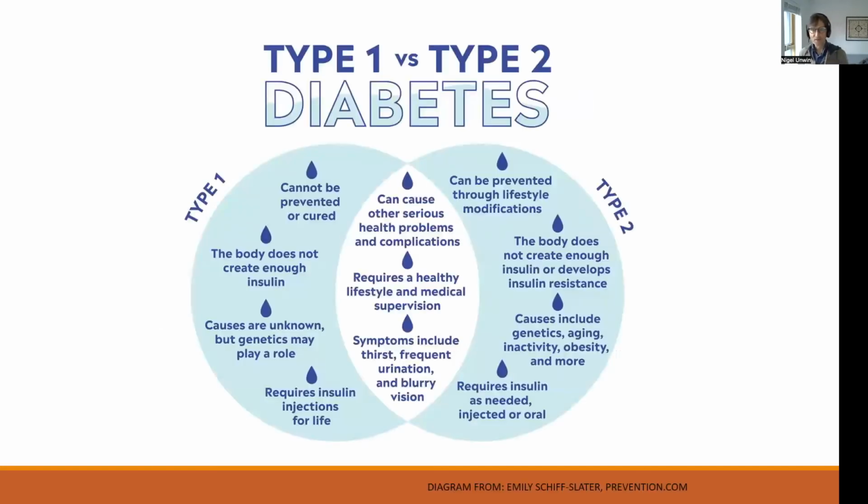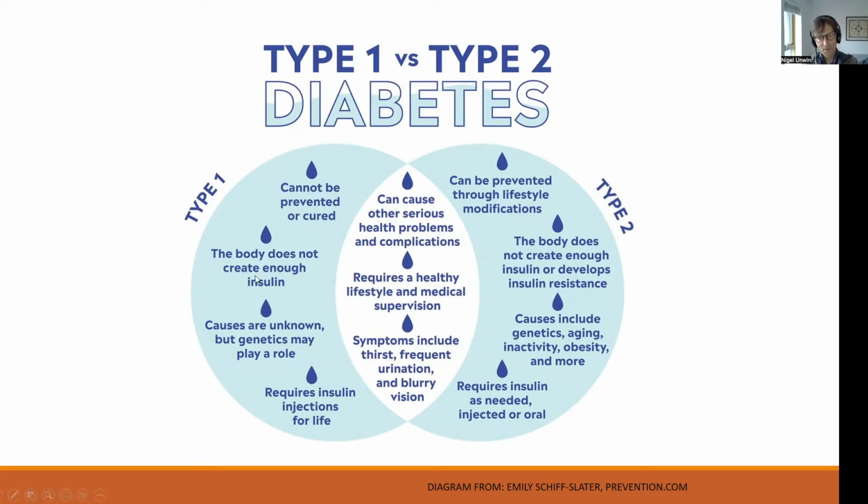Okay, so just to summarize, we've emphasized and spoken about the two main types of diabetes, type 1 and type 2, and this is a nice figure summarizing what they have in common and what's different about them. In common, they both cause very similar serious health problems and complications. Both require a healthy lifestyle and medical supervision. And we've already said symptoms include thirst and frequent urination. With type 1, it can't be prevented. We don't yet know. There have been studies, but nothing has really been shown to be successful. We don't yet know how it can be prevented or cured.